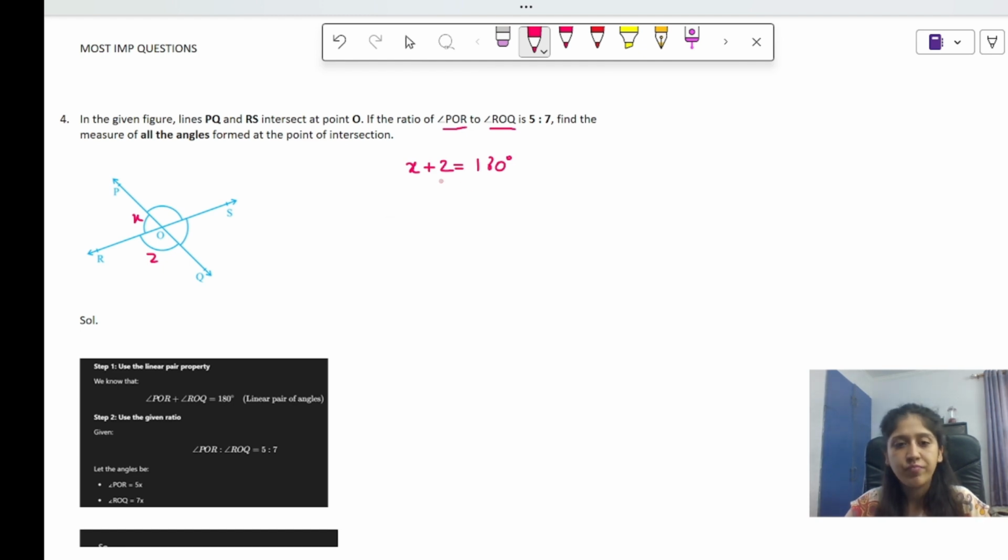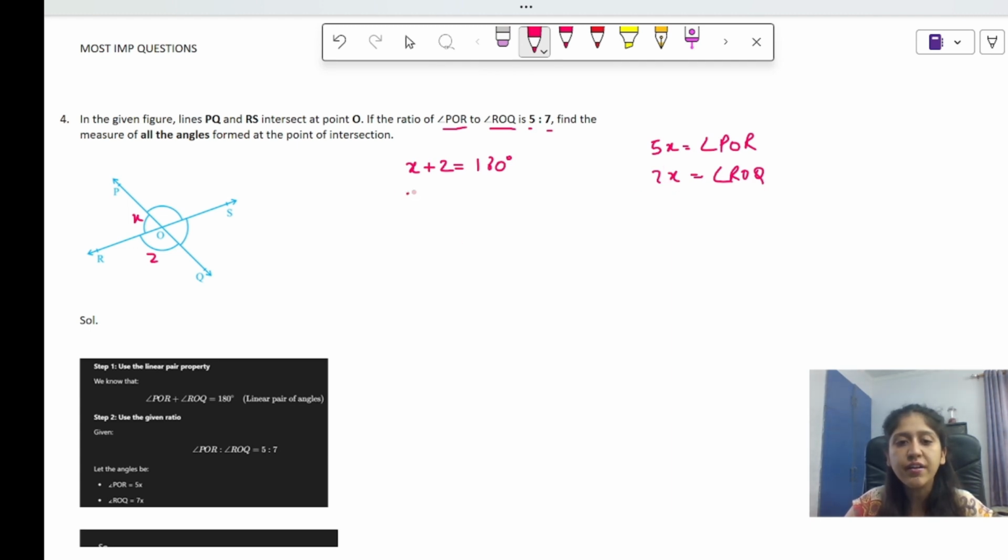Okay? Now, x and z. Can we write 5 and 7, because the ratio is given? So we can write 5x as my angle POR, and 7x as ROQ. I'm so sorry. Can I write it like this? Because we can write a ratio like this.